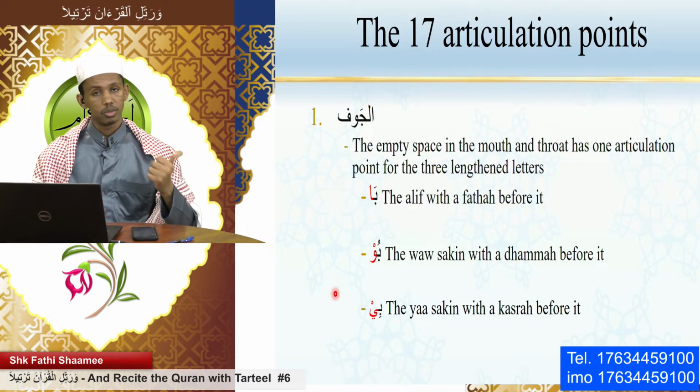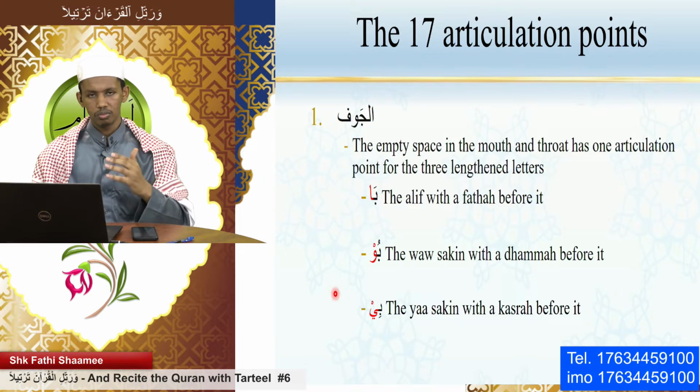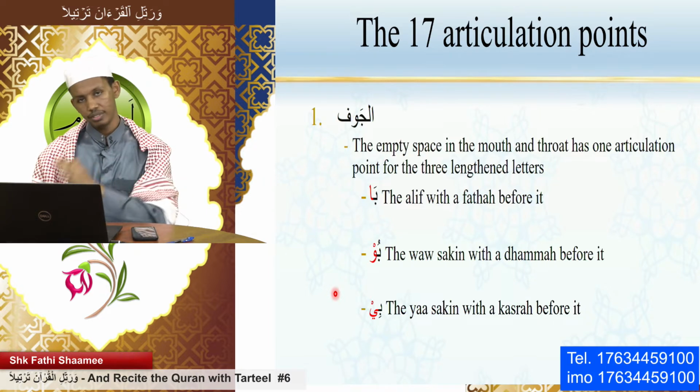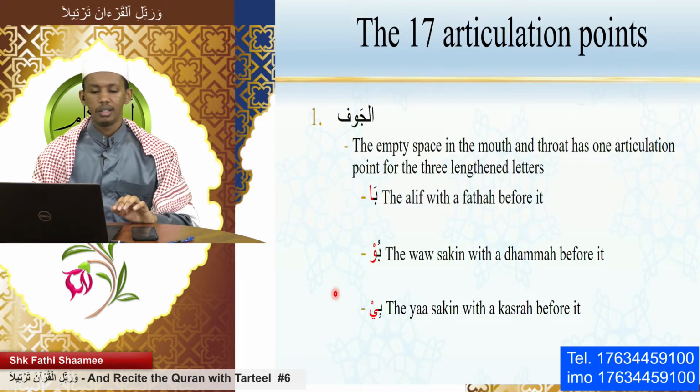So that is 1, right? 1 of 17. And inshallah ta'ala, I don't think we'll get through all of them today. Perhaps we'll do half of them today. And then in the next session, go over the next half, bi'idhnillah.